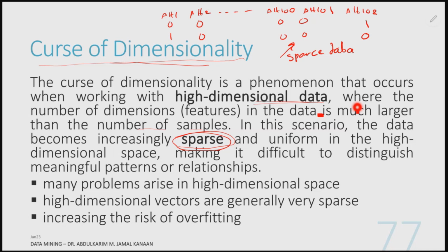And why do we care about the curse of dimensionality? Because it's actually difficult to distinguish meaningful patterns when you have sparse data, because there's no information, 0. Okay? So it's very difficult to distinguish meaningful patterns. Many problems occur when you have high dimensional vectors that are generally very sparse. That means you have a lot of 0, and this can increase the risk of overfitting.